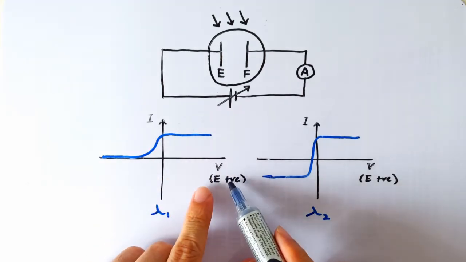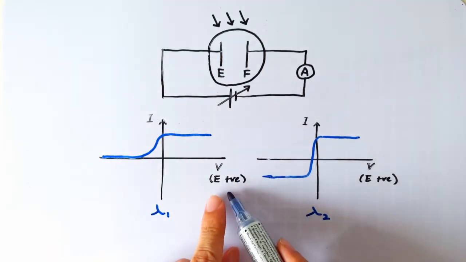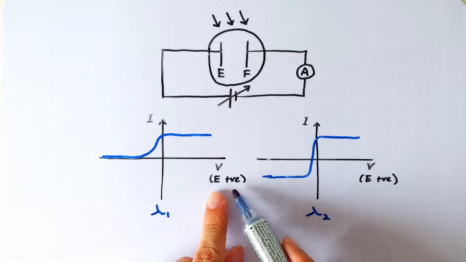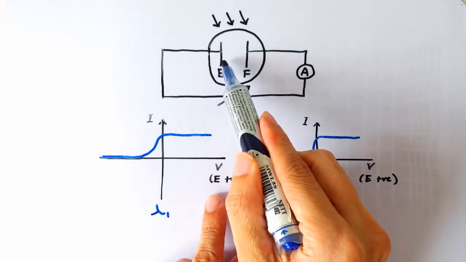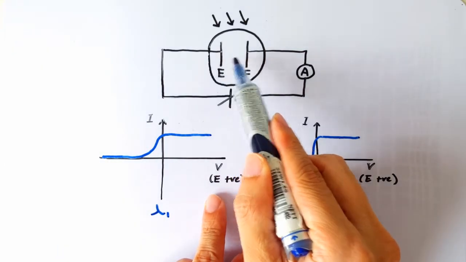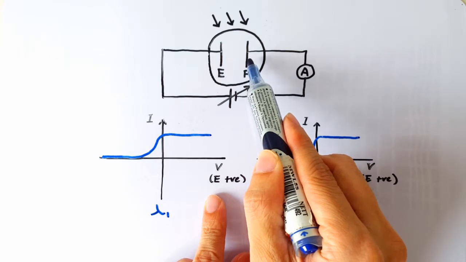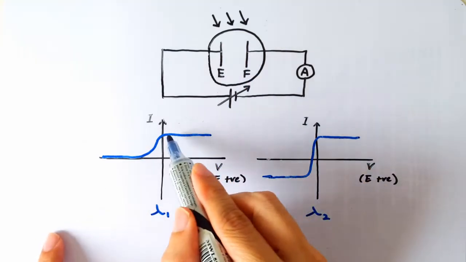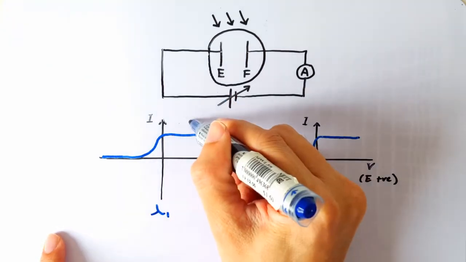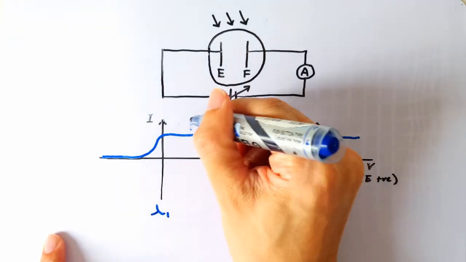The axis here says that on this side of the graph, we are making plate E positive. Making plate E positive is trying to attract the photoelectrons being emitted by plate F. So in fact, what we are seeing here is the saturation current for plate F.